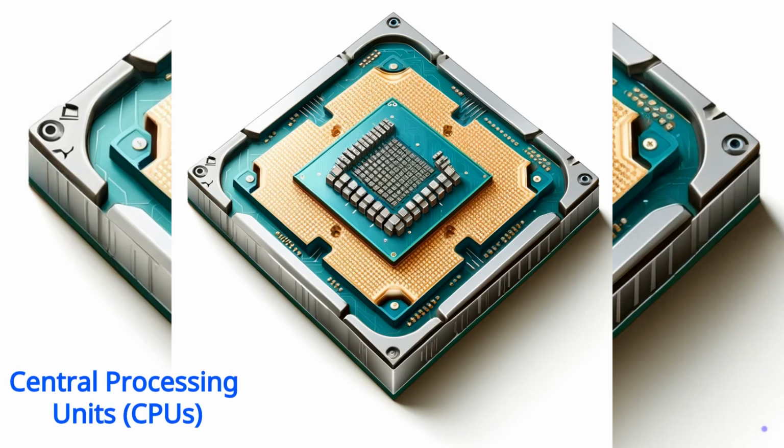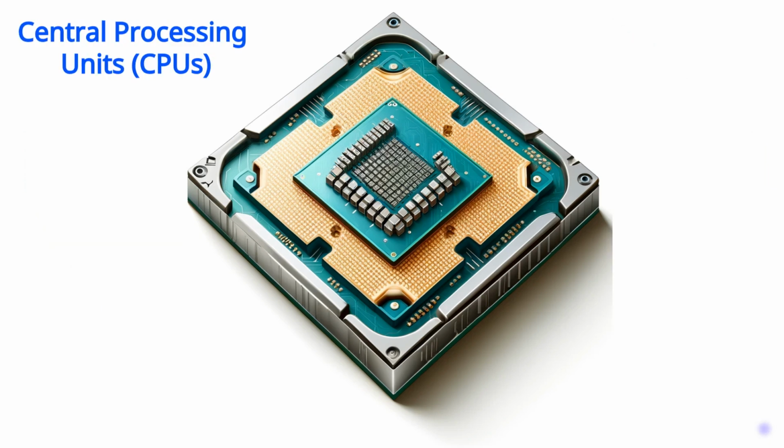Next on the list is the CPU or Central Processing Unit. Often referred to as the brain of the computer, the CPU executes instructions and performs calculations. CPUs come in various architectures and speeds, determined by their clock rate and number of cores.